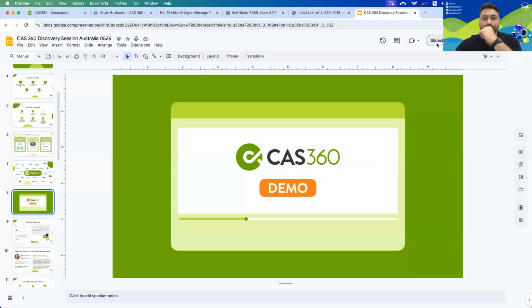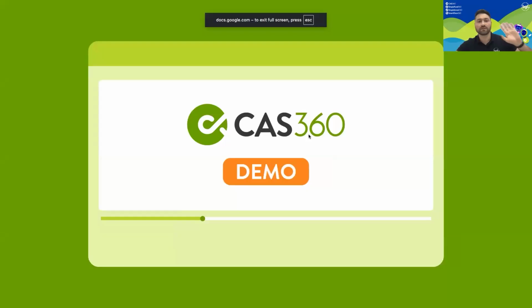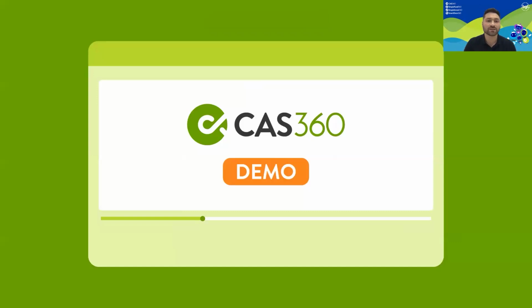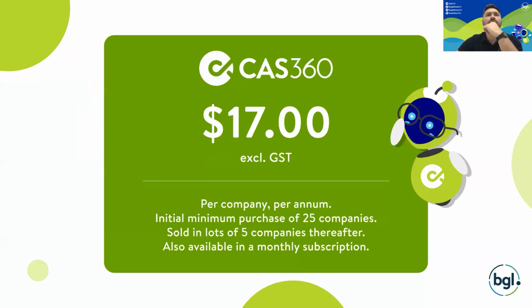Going back to the slideshow, I'd just like to quickly touch base on the pricing. So pricing is $17 plus GST per company, and they're sold in lots of 5. We've got monthly subscriptions available, and trusts are included at no added cost. All onboarding and support is also included at no added cost. You can have unlimited licenses on the software, so you can invite as many staff members as you need. And you will get a virtual fundamentals training session with the onboarding team.